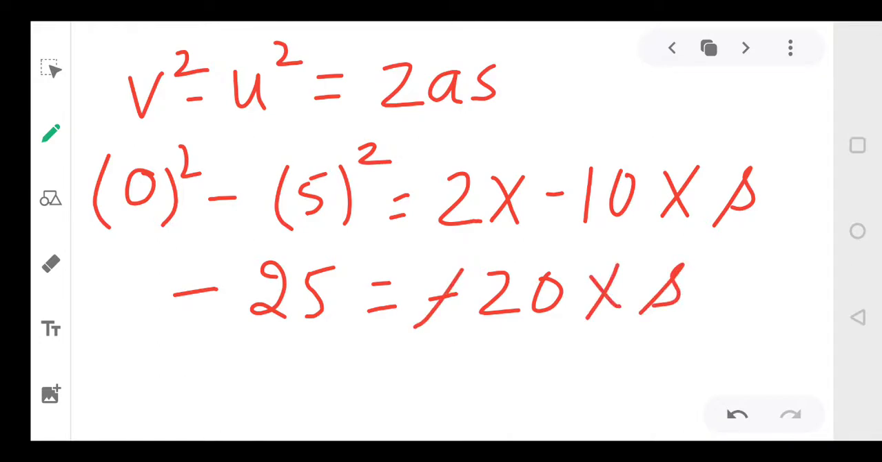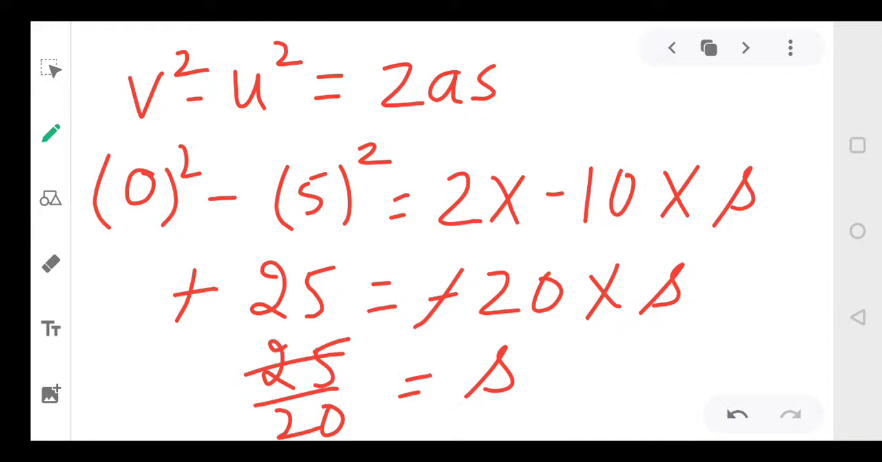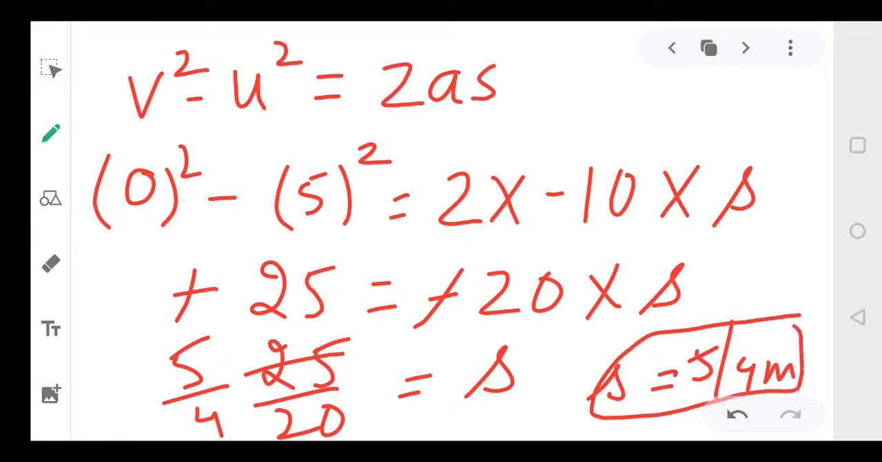So we can cancel the minus. So 25 upon 20 is equal to s, right? So your distance is 5 by 4 meters. The distance covered is 5 by 4 meters. I hope it is clear to everyone. So we have calculated the distance.